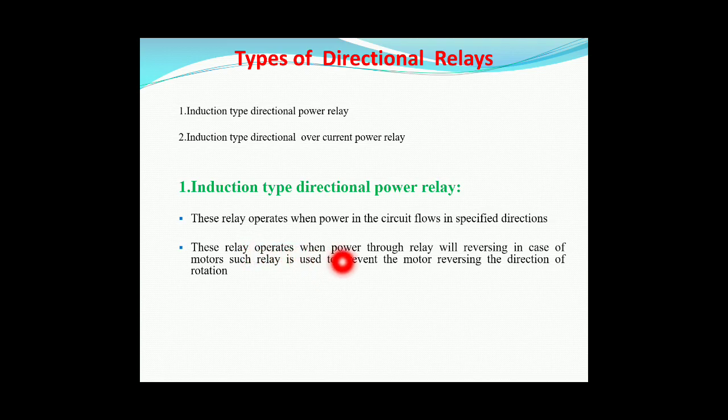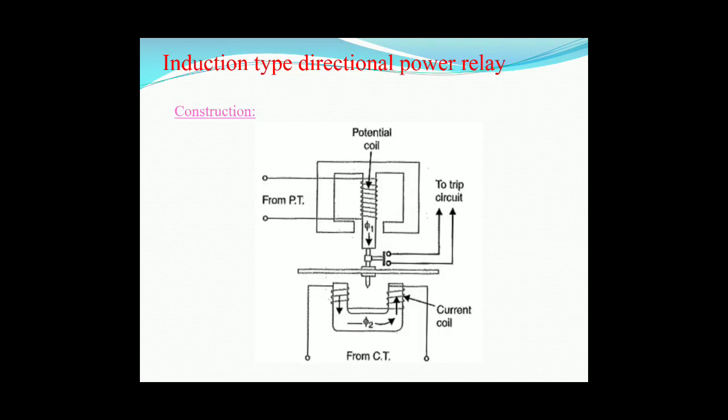This relay operates when the power through the relay reverses, in the case of a motor. Such relays are used to prevent the motor from reversing its direction of rotation, due to which the motor may fail. In that case we use the directional type of relay. This is the main aim of a directional power relay.